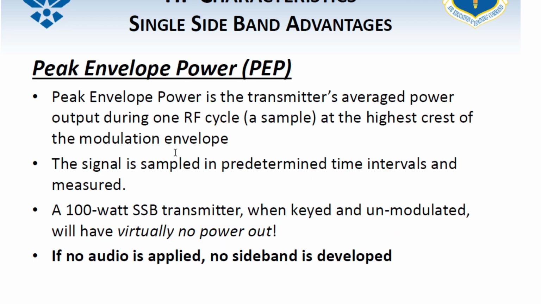All right, so peak envelope power is the transmitter's average power output during one RF cycle. It's a sample at the highest crest of the modulation envelope. The signal is sampled in predetermined time intervals and measured. A 100-watt single sideband transmitter, when keyed and unmodulated, will have virtually no power out. If no audio is applied, no sideband is developed. Because, why is that? Because there's no information. Absolutely. We're talking single sideband here, so no intelligence, then nothing's coming out.